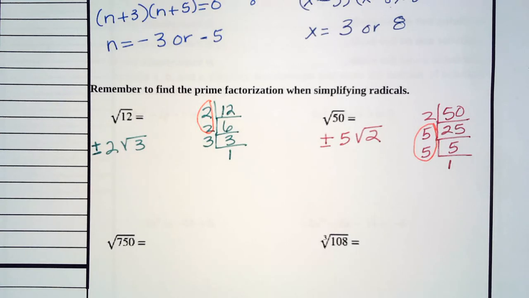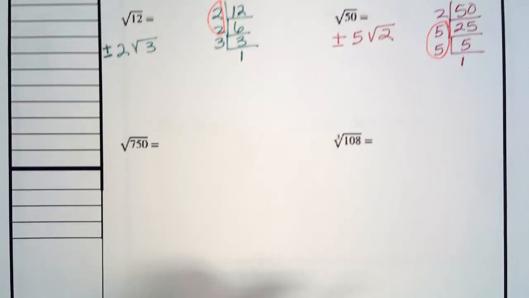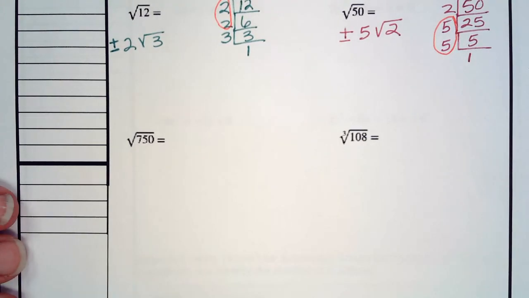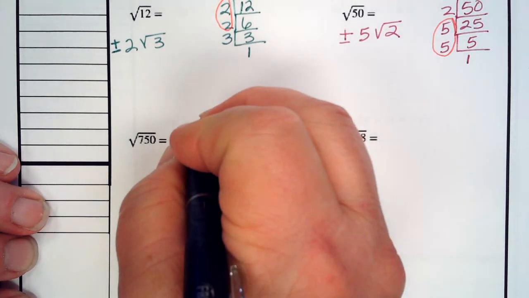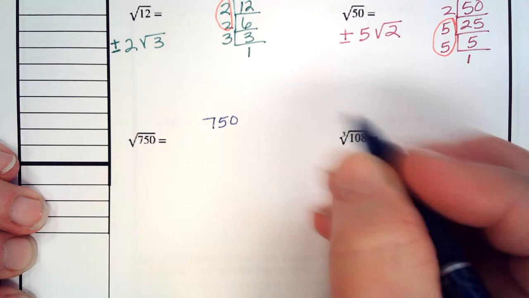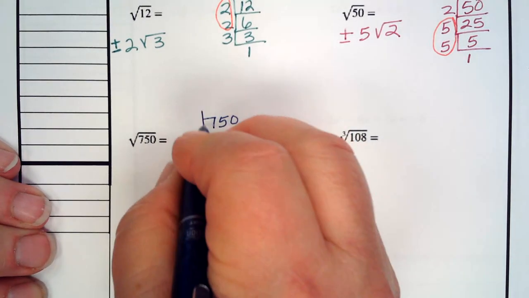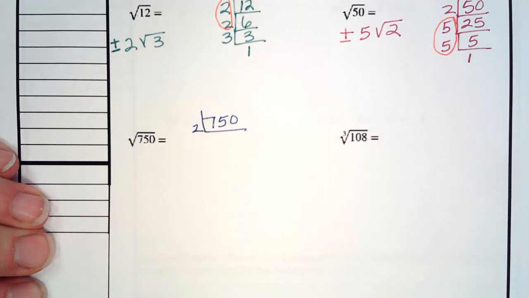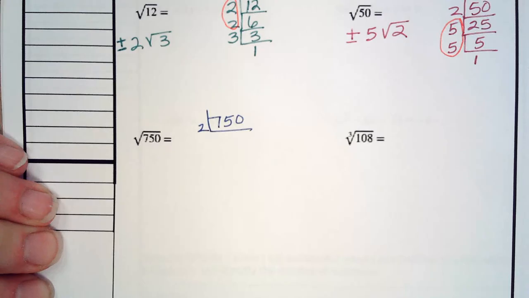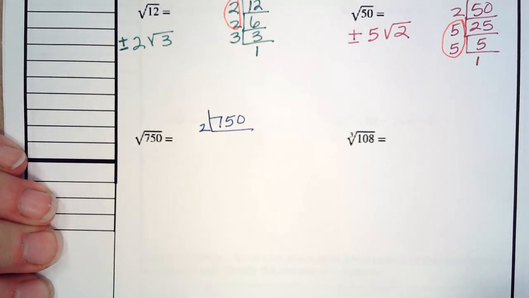Okay, if you didn't try on that one, pause now and see if you can do the next one, the square root of 750. I hope you tried. So, first thing, is it even? Can I divide by 2? Yes. Whoops, that was me dropping my calculator.